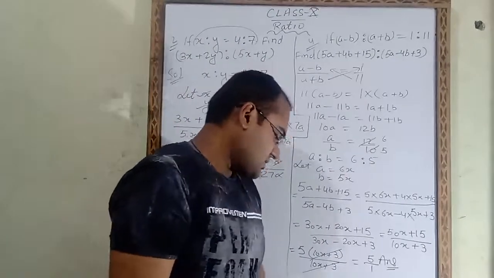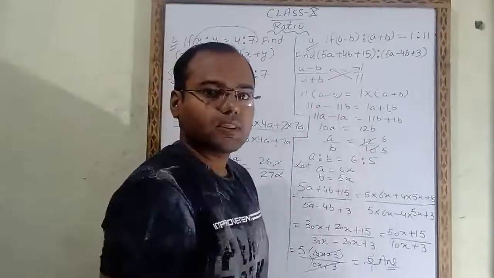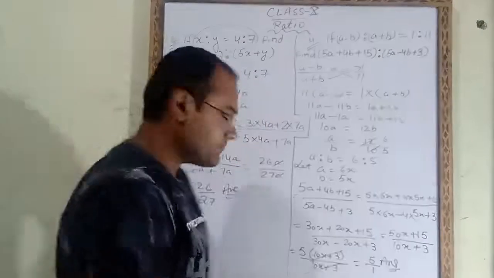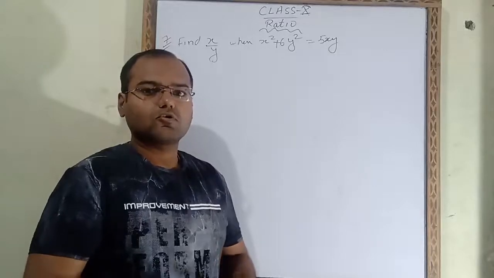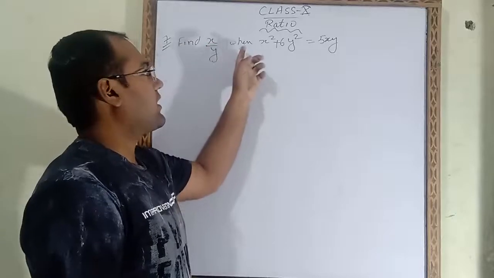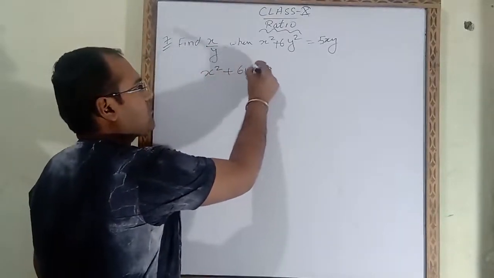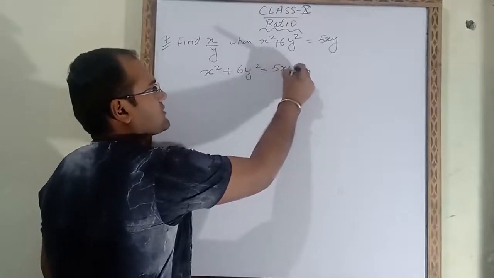Now question number 6 of your textbook is also the same as question number 4. Now come to question number 7. In question number 7, we have to find x upon y, and it is given that x square plus 6y square is equal to 5xy.